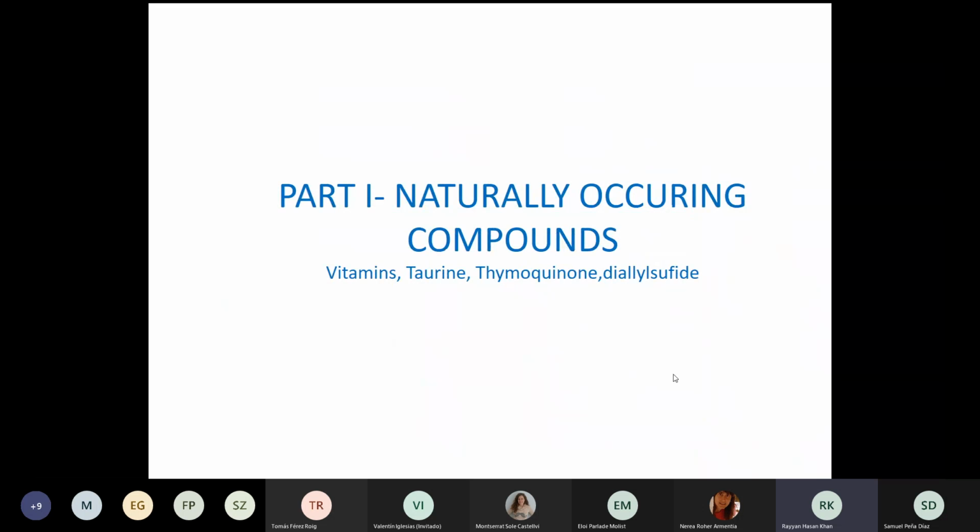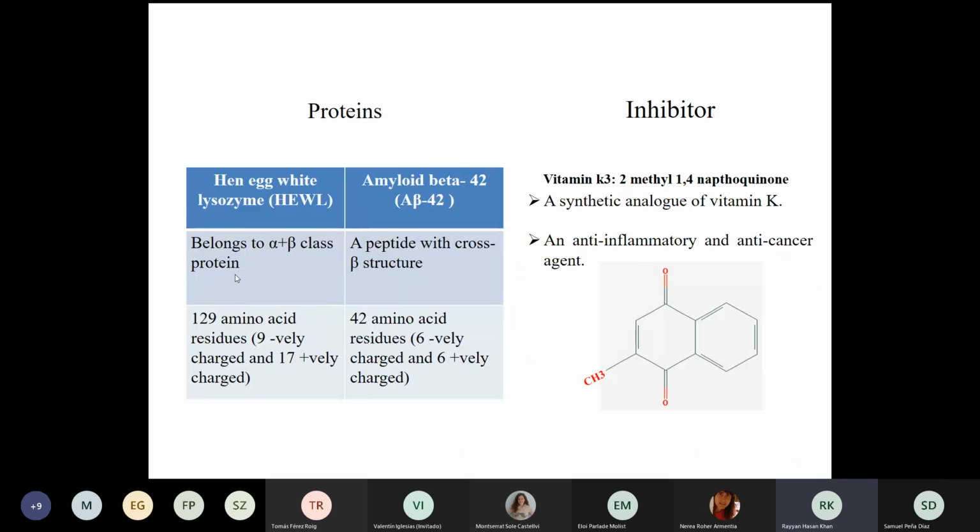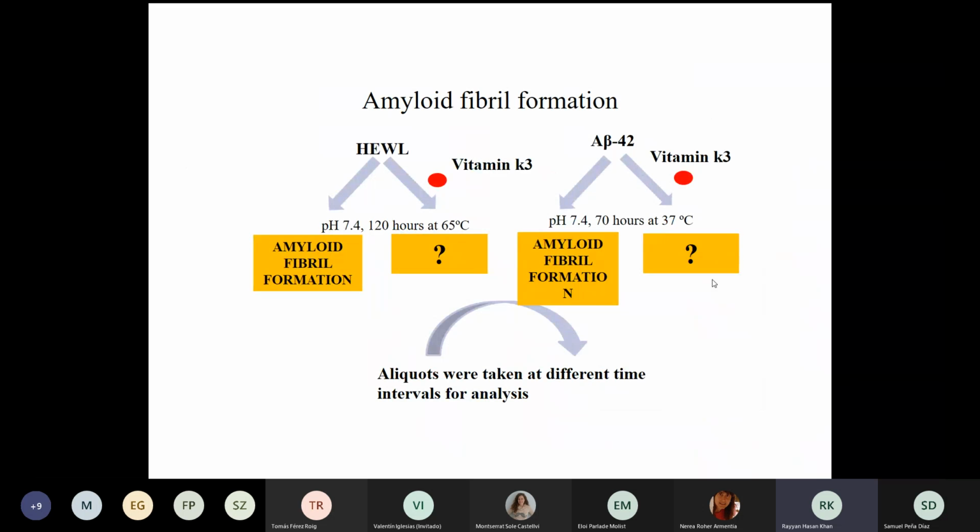Regarding the inhibition, this is a study published in Scientific Reports in 2016, where we reported for the first time the inhibition of amyloid fibril formation by vitamin K3. The proteins taken were hen egg lysozyme as well as A beta 42. This is the structure of vitamin K. These aliquots were incubated at pH 7.4 for 120 hours at 65 degrees centigrade in the presence and absence of varying concentrations of vitamin K3. Likewise, the experiments were performed with A beta 42 also.